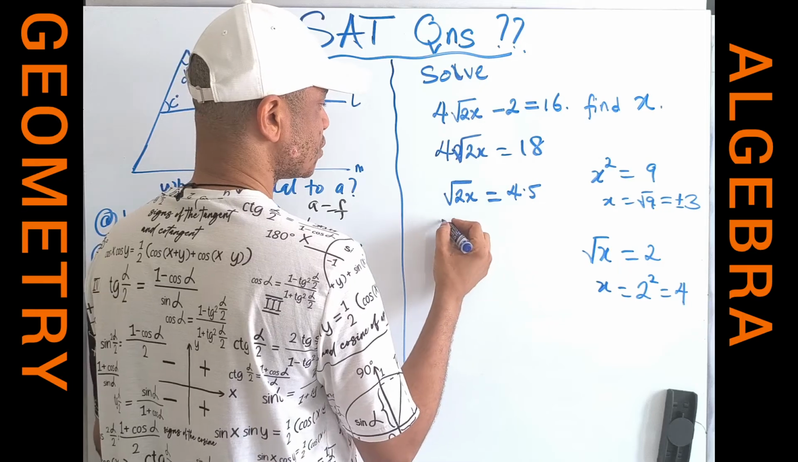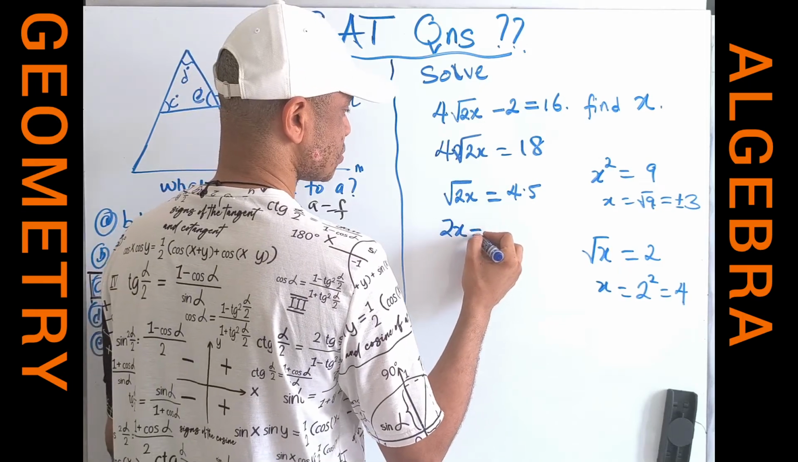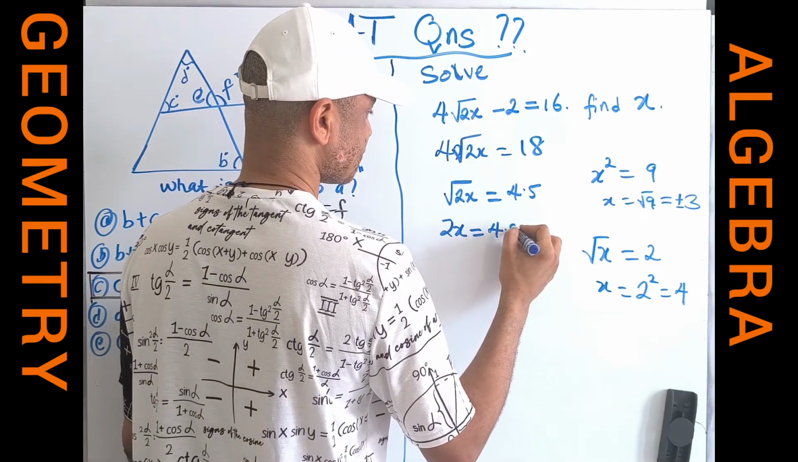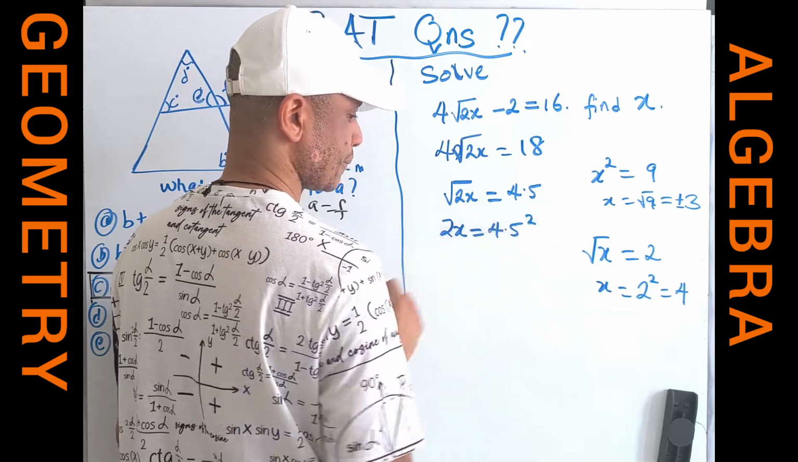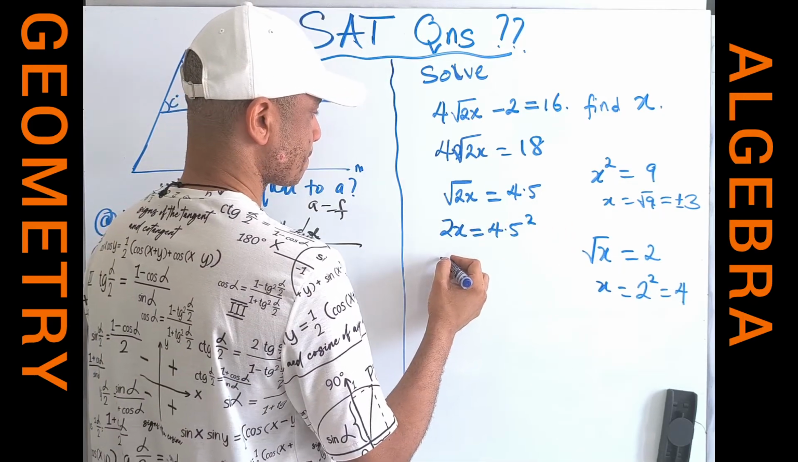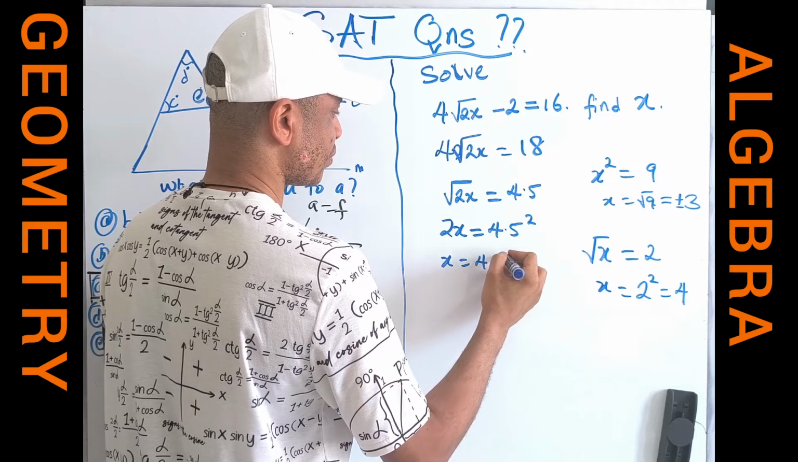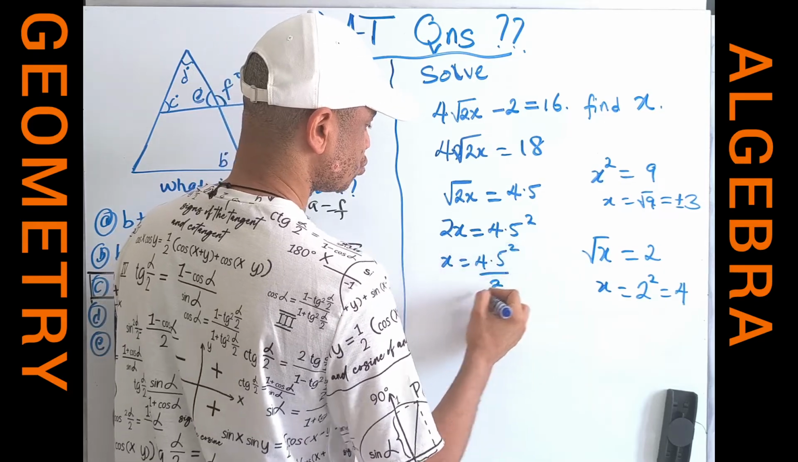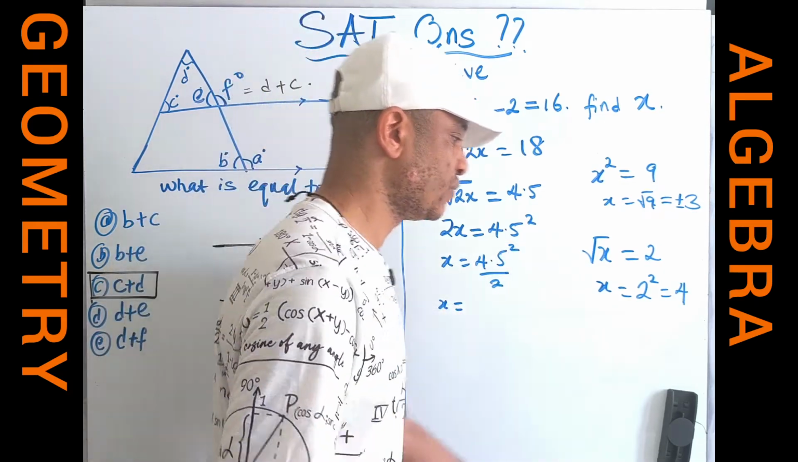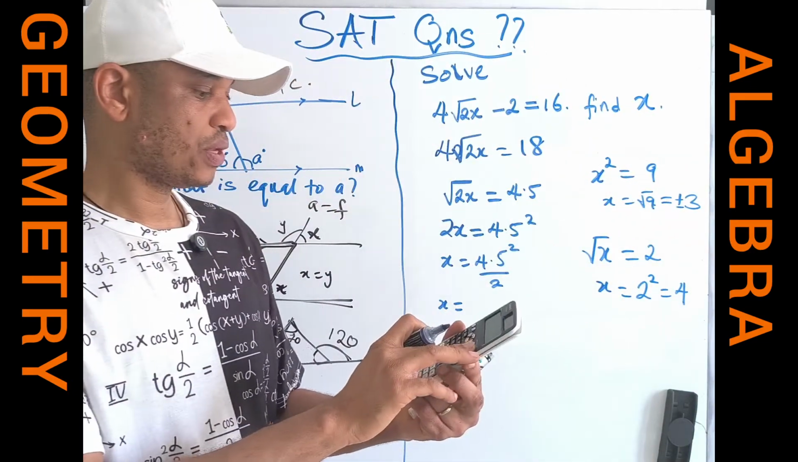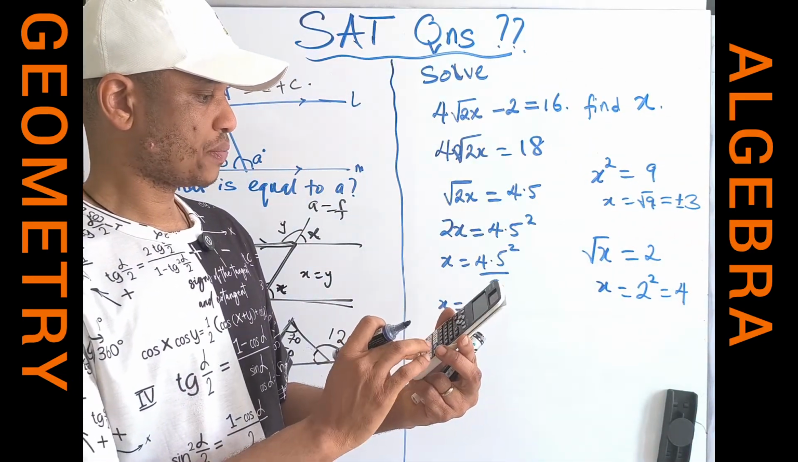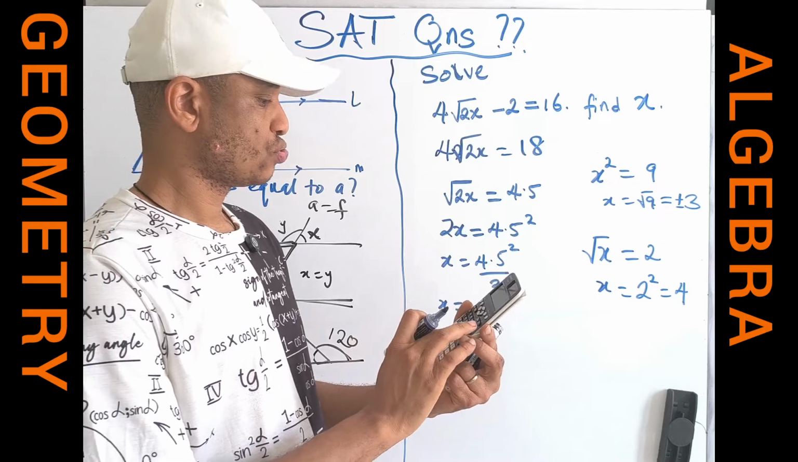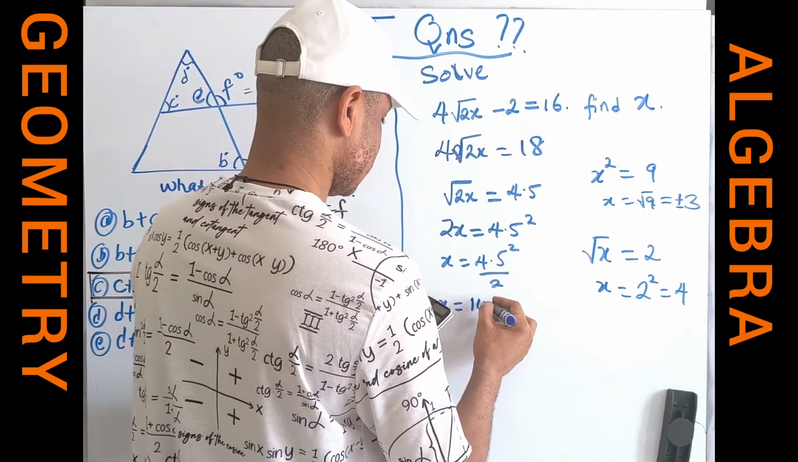So this becomes 2x is equal to 4.5 squared. So x will be 4.5 squared over 2. So x should give you your answer. So that will be 4.5 squared divided by 2. So I will get 10.125.